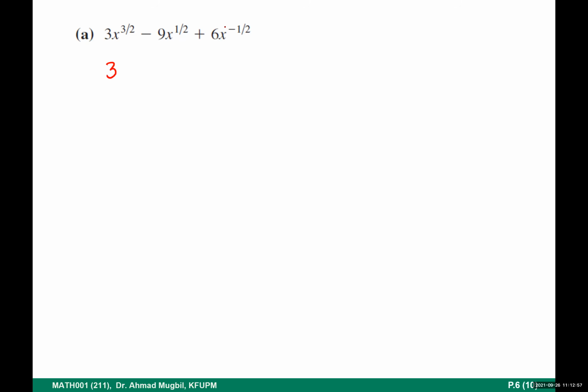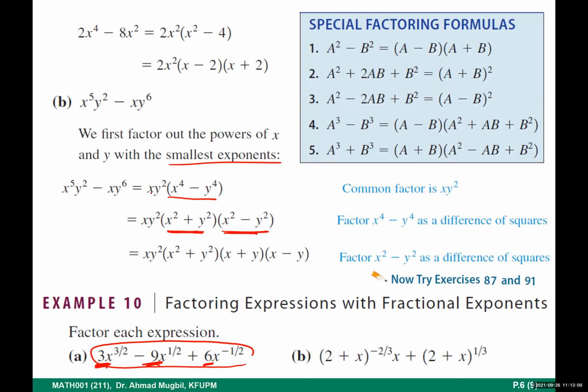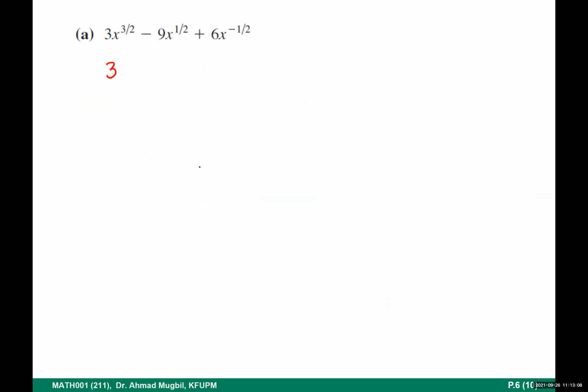Look, what do we do here? Why do we choose x to the power 1, not x to the power 5? The lowest exponent, the smallest. What is the smallest exponent here? Negative a half. So the common factor is x to the power negative a half, and we will open brackets. Now 3 over 3 is 1. This over this: x to the power 3 over 2 over x to the power minus a half.